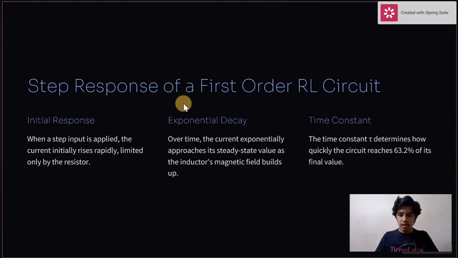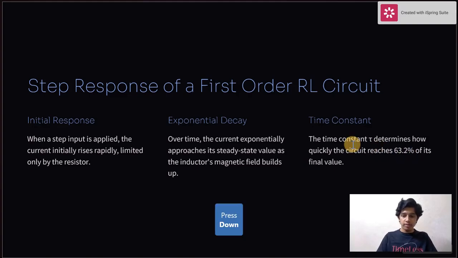Step response of a first order RL circuit. It tells about the variation of current with respect to time. Initial response. When a step input is applied, or when the voltage is initially applied, the current initially rises rapidly, limited only by the resistor. Exponential decay. As time passes, the current exponentially approaches its steady state value as the inductor's magnetic field builds up. Time constant. The time constant is defined as the time in which the current or voltage reaches 36.8% of its initial value, or the time in which it reaches 63.2% of its final value.